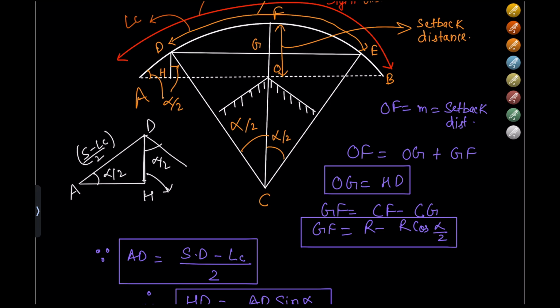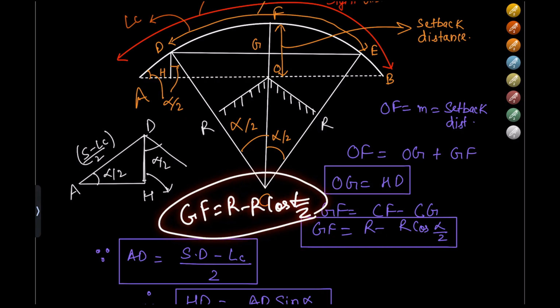And what else? GF would be equal to R minus R cos alpha by 2. Looking at triangle CDG, CD is equal to R, and CG is equal to R cos alpha by 2. So GF is equal to R minus R cos alpha by 2, right? That is what we have written here.